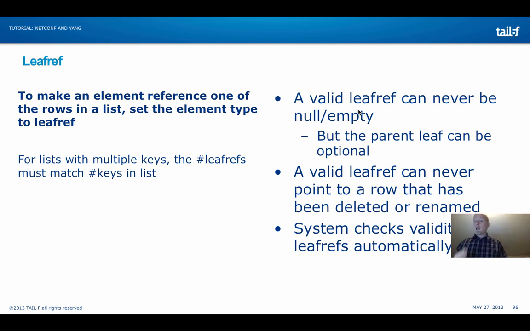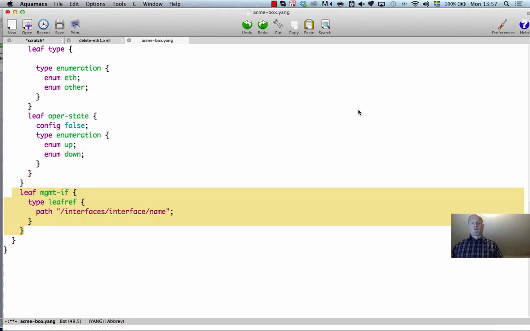Also, you cannot delete something that is being referred to. So in this case, if I had assigned ETH0 as the management interface, and I tried to delete ETH0, that would be rejected and validated by the NETCONF server. There's no way to delete something that is being referred to.